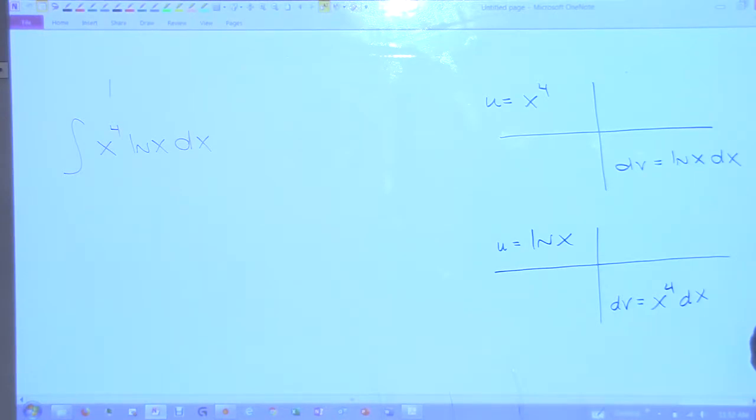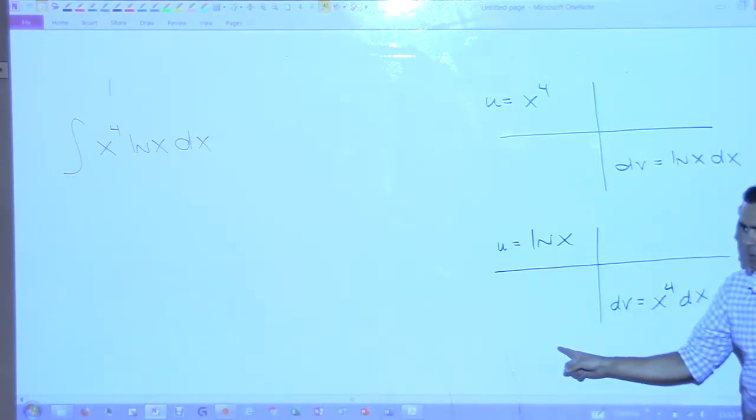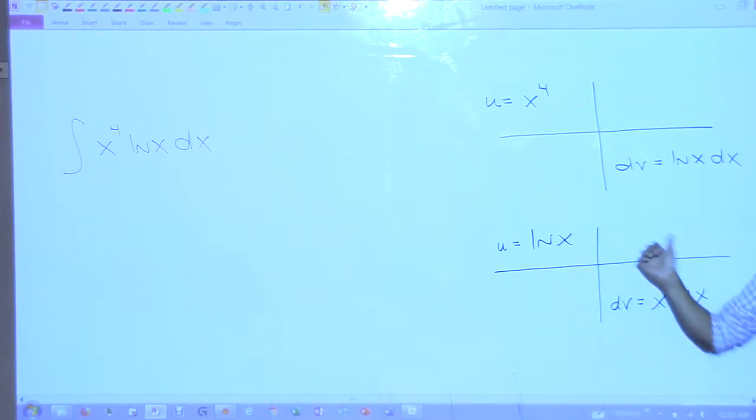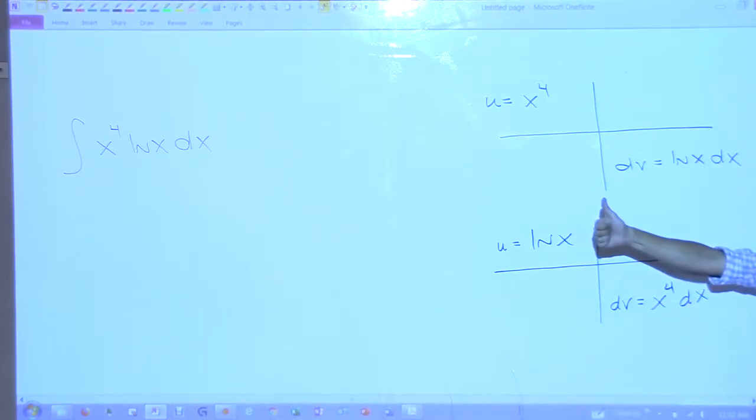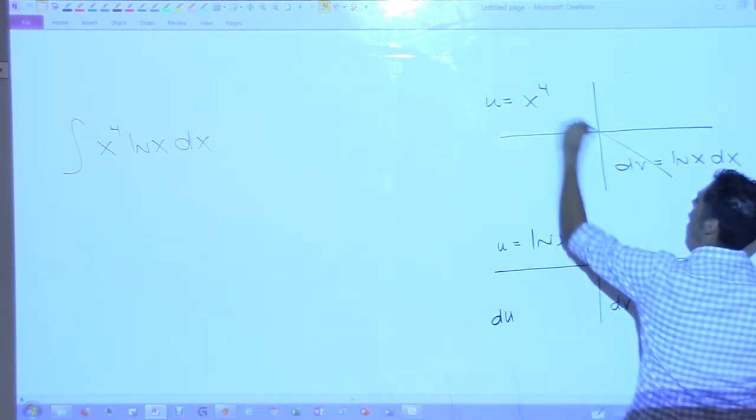Right? This way though, look, this actually does work because the derivative of natural log of x is 1 over x. And the antiderivative of this is something with x to the fifth, right? So what is your voodoo going to look like? It's just going to be powers of x. That's all it's going to be. So, Chris, you get to live. Good. This won't work.